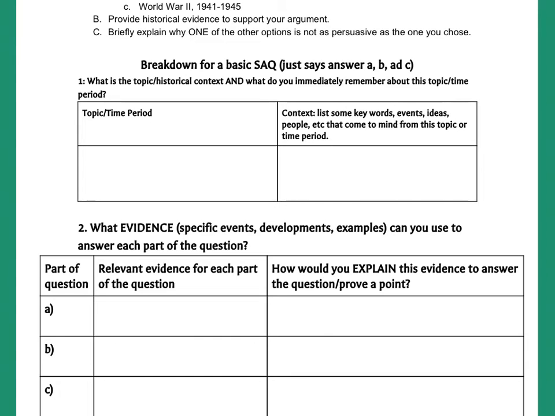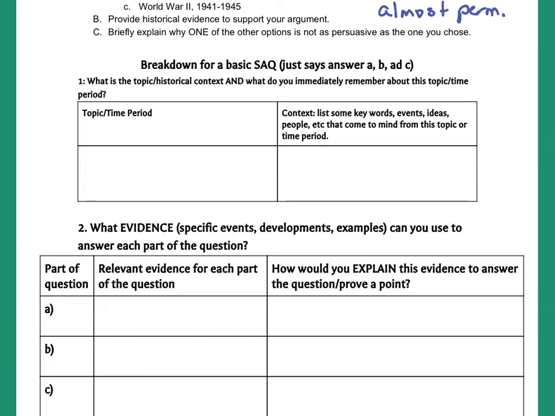So a turning point is basically a change that is almost permanent. It's a change that you don't go back from. You change your ways and it never goes back to the way it used to be. So you're going to choose either the Spanish-American War and explain why it was a turning point. How did the Spanish-American War change American foreign policy? Or you choose World War I or World War II.